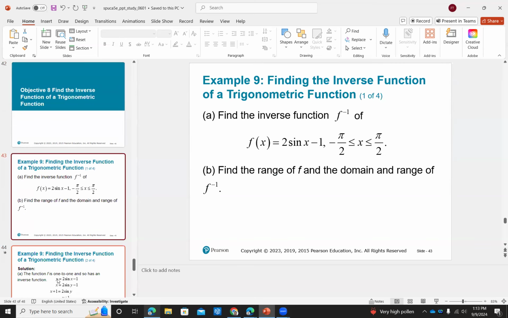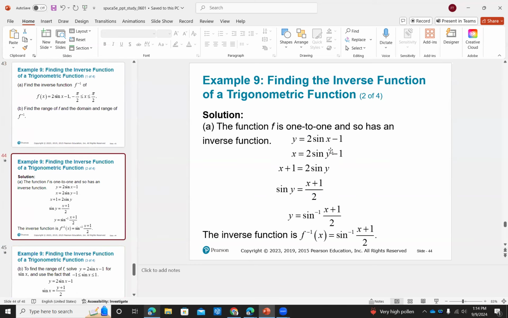Next, we're going to find the inverse function of f of x equals 2 sine x minus 1, where x is from negative pi over 2 to positive pi over 2. And then we want to find the range of f and the domain and range of inverse f. Now let's see how we're going to find the inverse of this function.